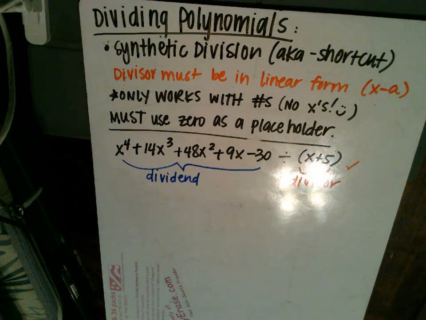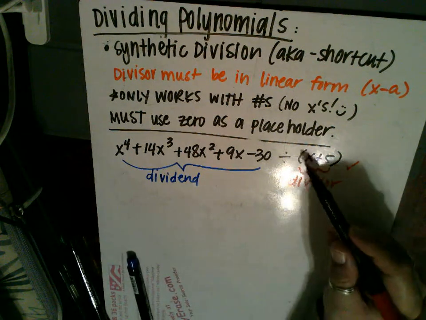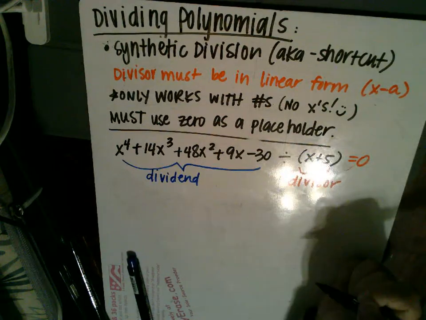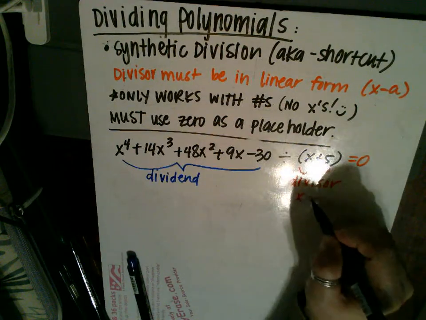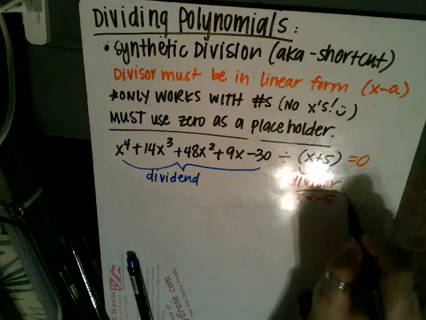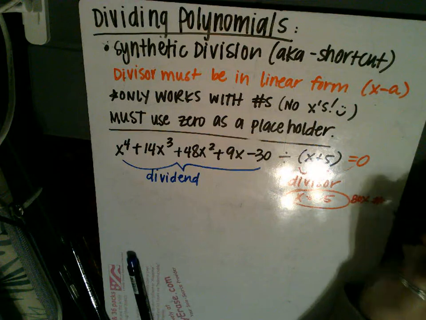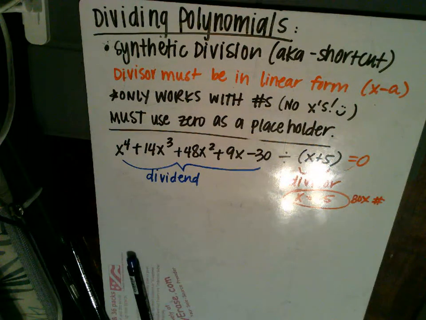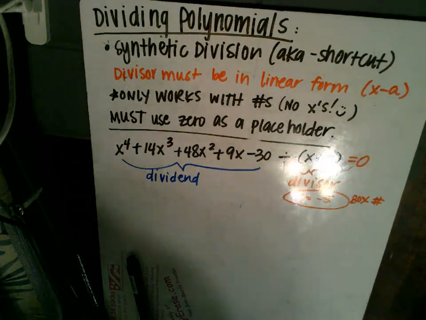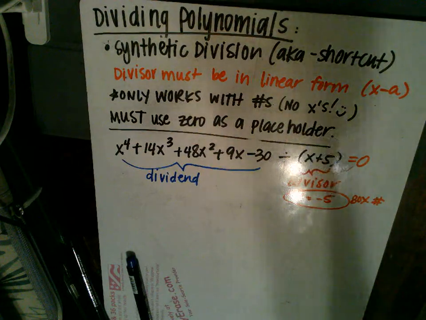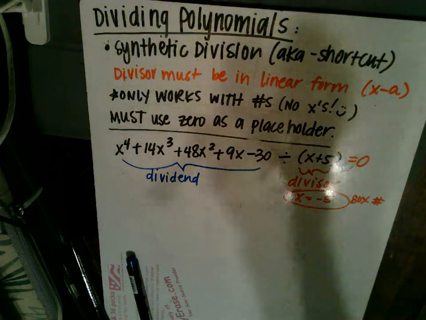Now, synthetic division only deals with numbers. So the catch is our divisor has to be set equal to 0. And you get x equals negative 5 as our, I like to call this, it's not really in a box, but I like to call this my box number. x equals negative 5. I apologize about the glare up above. Not ideal.